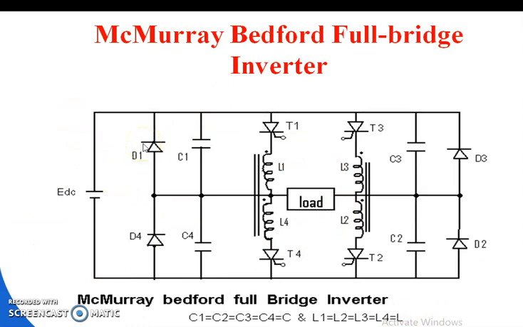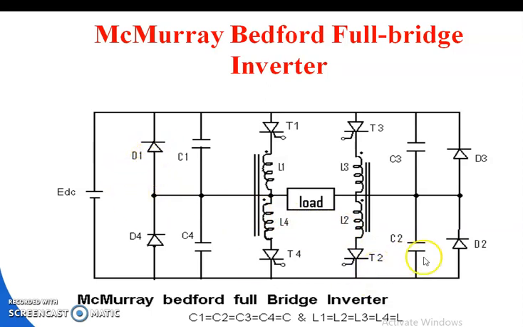Next one is the McMurray-Bedford full bridge inverter circuit. The circuit comprises two pairs of thyristors, T1, T2, T3, T4. These four thyristors form a bridge circuit, along with coupled inductors L1, L2, L3, L4 connected here. Besides this, 4 diodes, that is 2 pairs of diodes, are also connected across the circuit.